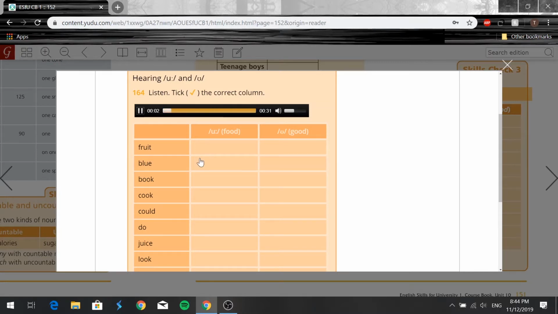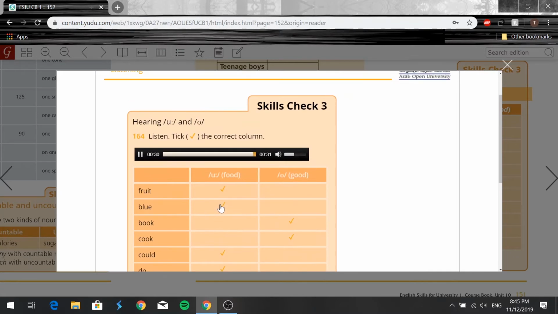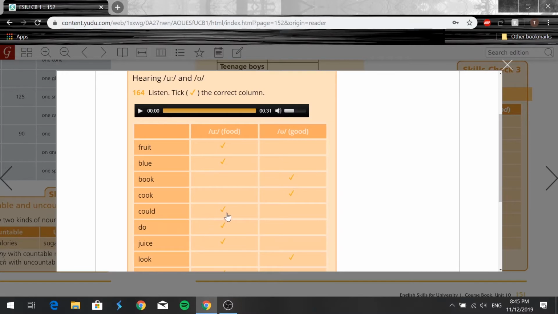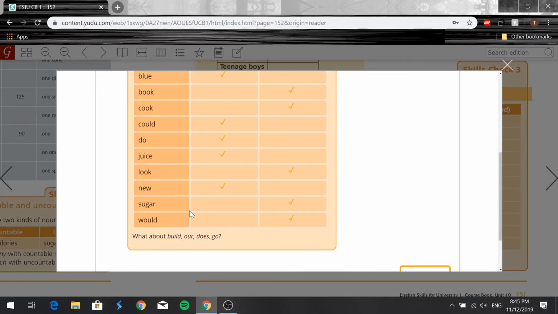164. Skills check 3. Listen. Tick the correct column. Fruit. Blue. Book. Cook. Could. Do. Juice. Look. New, sugar, wood.